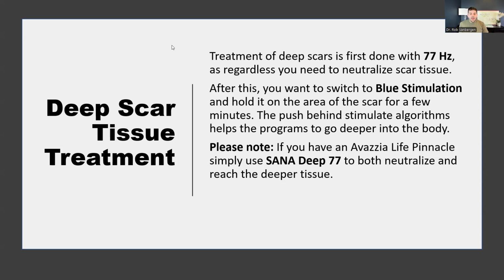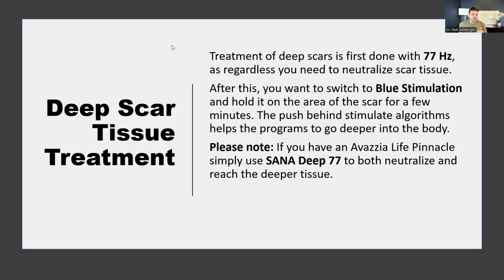Beyond this, if you have an Avazia Life Pinnacle, you can just use Sana Deep 77. This is an enhanced version of 77 hertz designed specifically to go deeper. It will neutralize the scar tissue because it's the neutralization frequency, and it's made to go deeper anyway, so there's no need to use the blue stimulation.